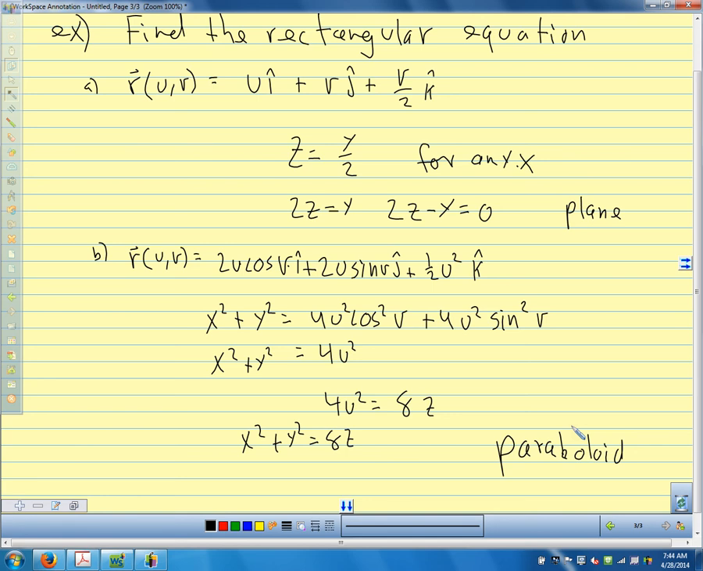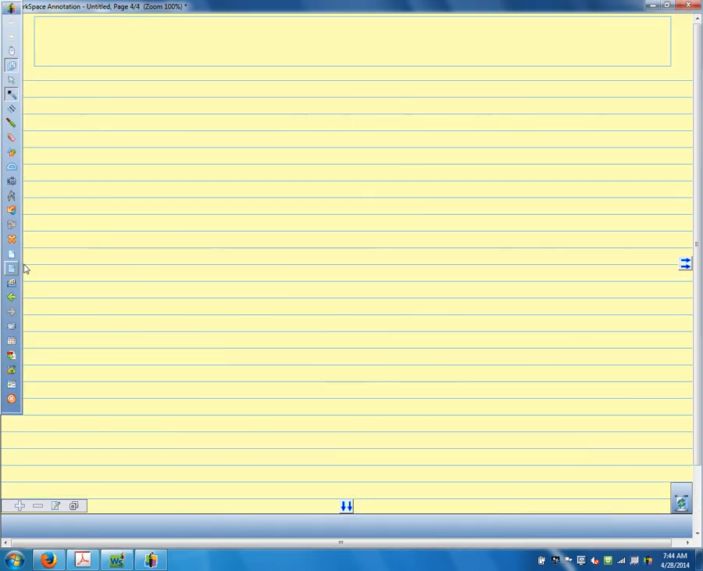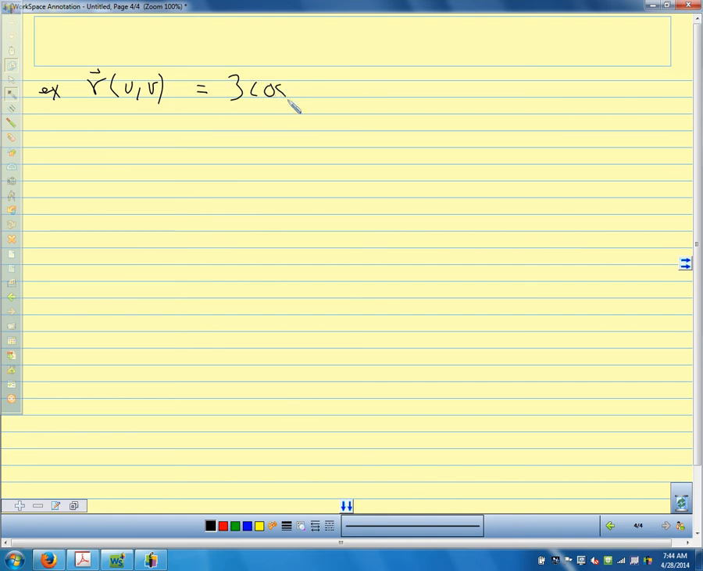All right, now let's look at one more of these, and then we'll do something a little different. R of u and v is 3 cosine v cosine u i hat plus 3 cosine v sine u j hat plus 5 sine u k hat.